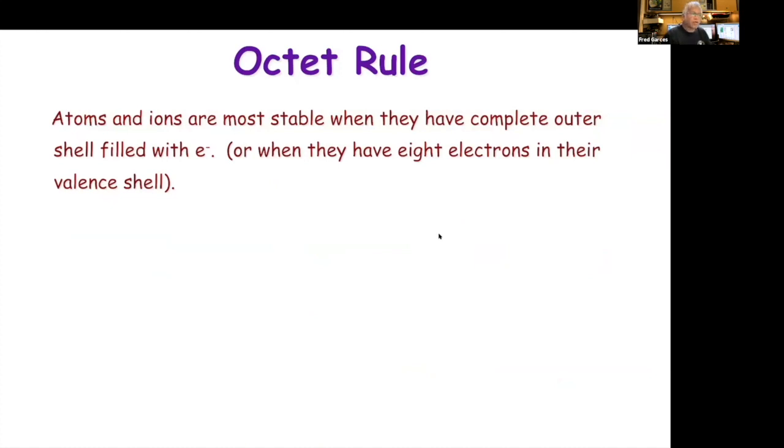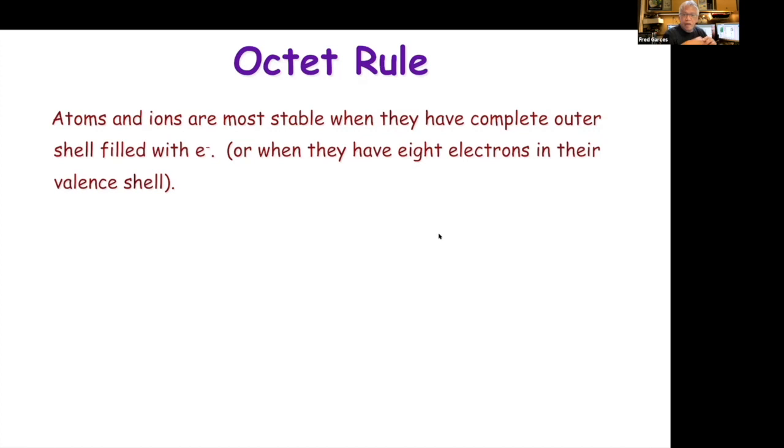The octet rule is the driving force for why molecules form. And the driving force for why molecules form is because the atoms that make up the molecule want to be stable. And sometimes you might say, well, aren't atoms stable anyway? Yes and no. Yes, they are stable because you can isolate them. So these chemicals, you can isolate.